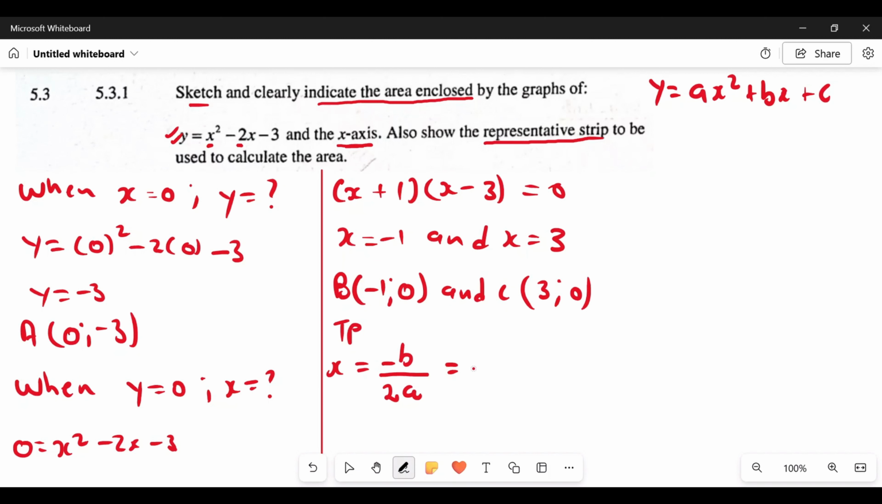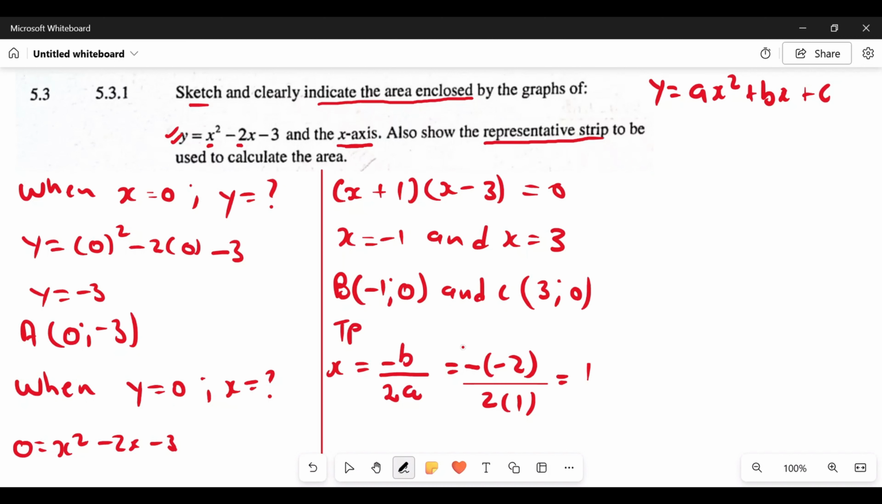So let's go back. We have negative, and then b here is going to be negative 2, close bracket, and then divide by 2, and then we have a. A is the coefficient of x squared, which is going to be 1. And if you continue here, x is equal to 1.